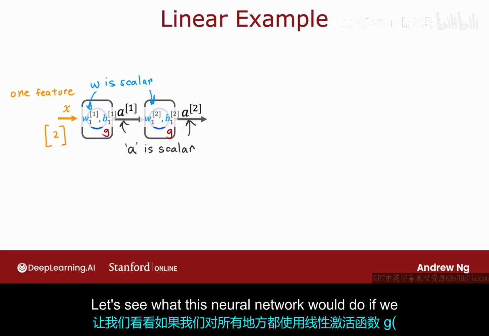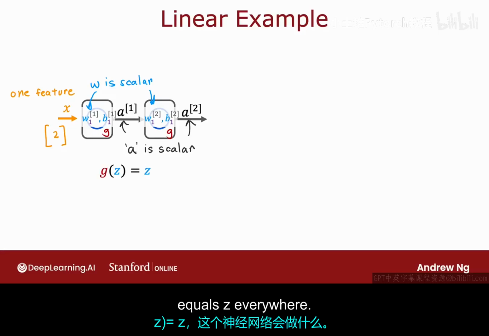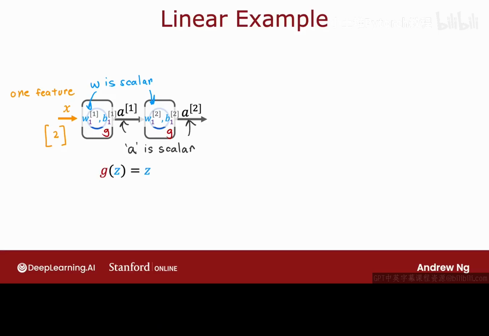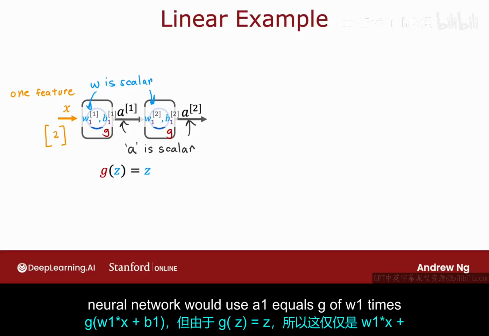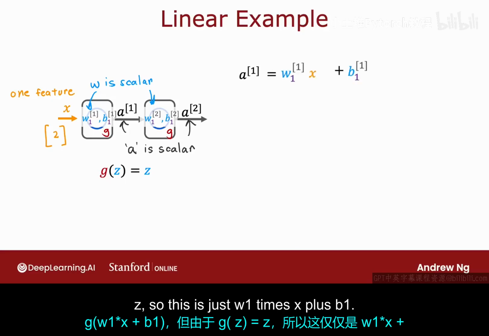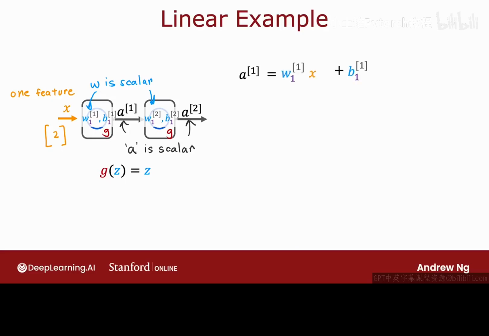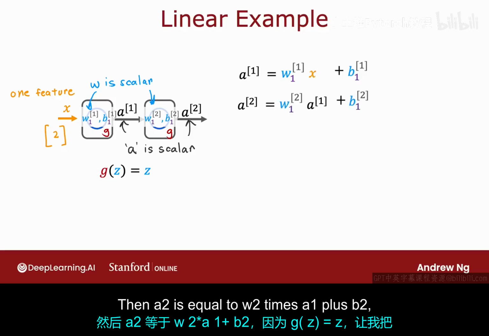Let's see what this neural network would do if we were to use the linear activation function g of z equals z everywhere. So to compute a1 as a function of x, the neural network would use a1 equals g of w1 times x plus b1, but g of z is equal to z, so this is just w1 times x plus b1. Then a2 is equal to w2 times a1 plus b2, because g of z equals z.